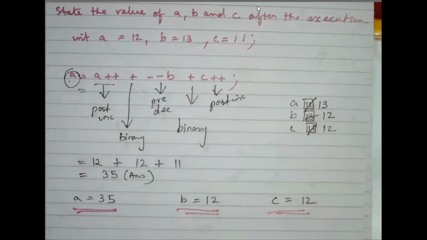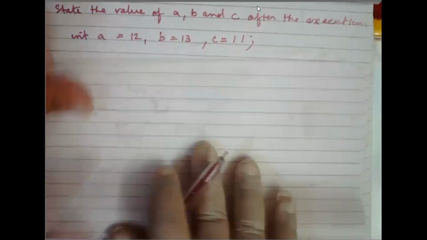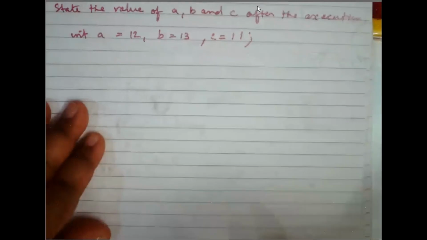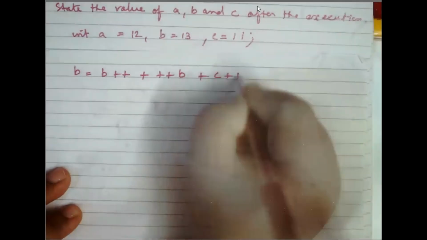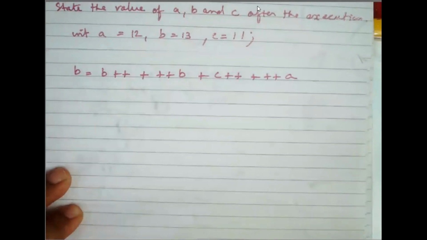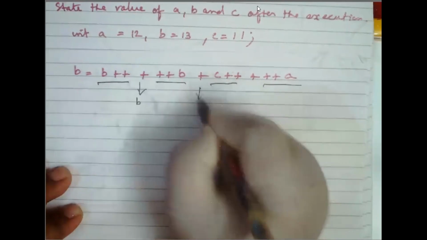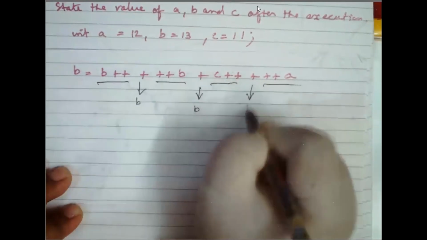We will go on to solve one more question of this pattern. Now, the next expression that I'll be taking is B = B++ + ++B + C++ + ++A. Now you can see it looks like 5 consecutive plus signs, but we will differentiate them. This is 1, this is 1, this is 1 and this is 1. These are my binary plus. So when you separate it, then it becomes very clear for you.